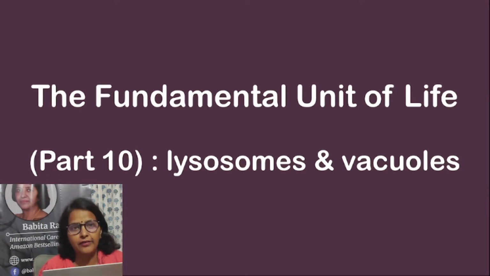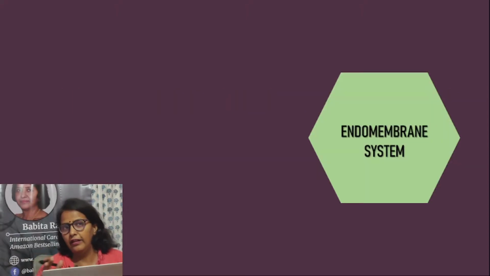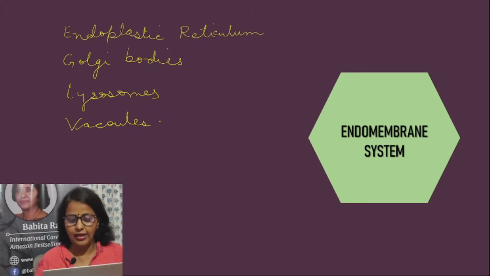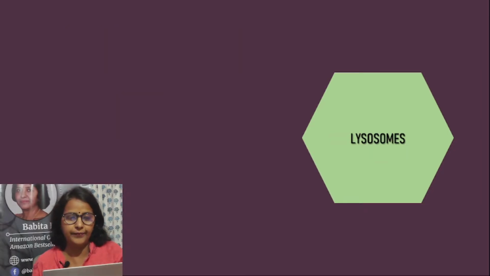In this chapter, Fundamental Unit of Life for Standard 9, today we will be studying lysosomes and vacuoles. In the last two classes, we have studied the endomembrane system. If you remember, in a cell we have a network of tubular structures which coordinate in functions, and there were four of them. We have studied endoplasmic reticulum and Golgi bodies, and today we will study lysosomes and vacuoles. I had told you in the last class that these two are smaller concepts, so we will study these two together on a single day.